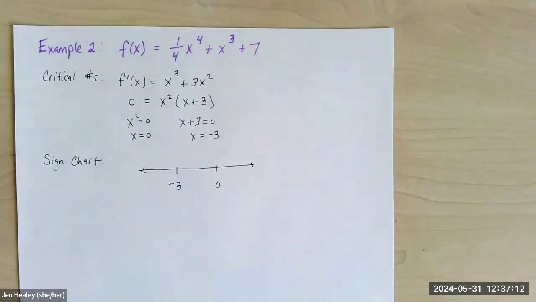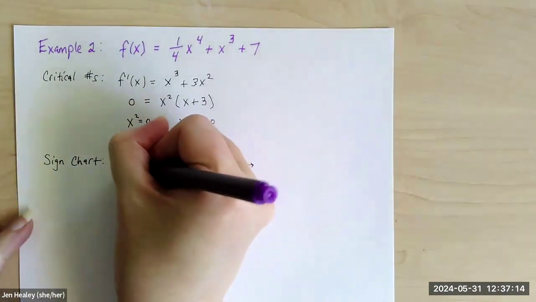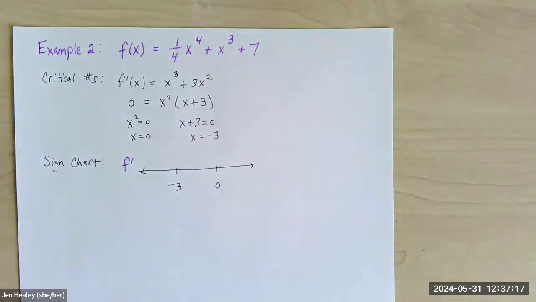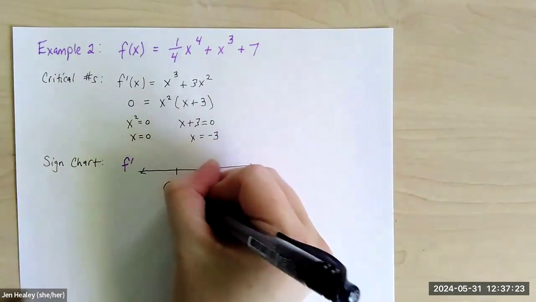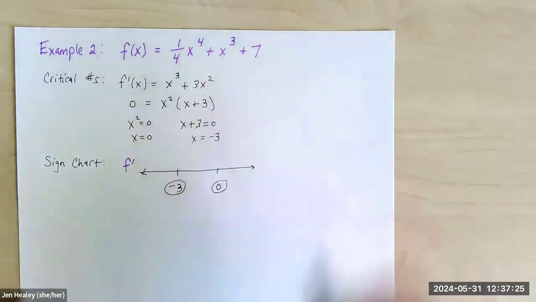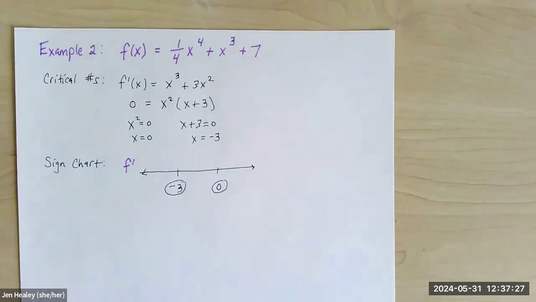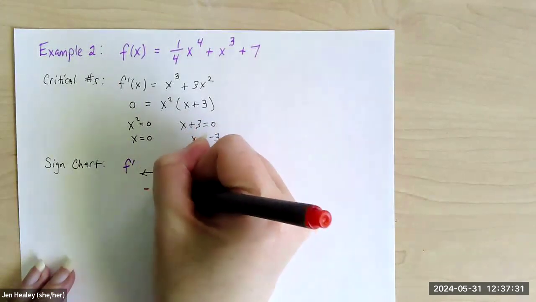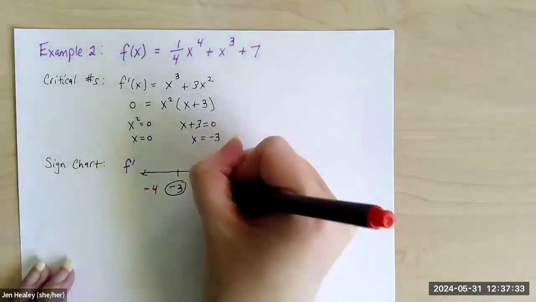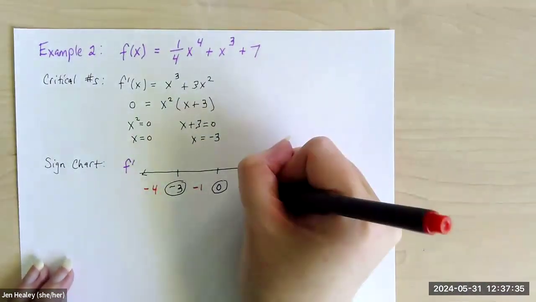And with the sign chart, you're checking derivatives. So we're going to plug that back into our f prime. The numbers that are the critical numbers, I'll circle them so that I don't lose track of them. Those are my critical numbers. And then I need to choose numbers that are on each side of them to test. So I could choose -4. I could choose -1. I could choose +1.